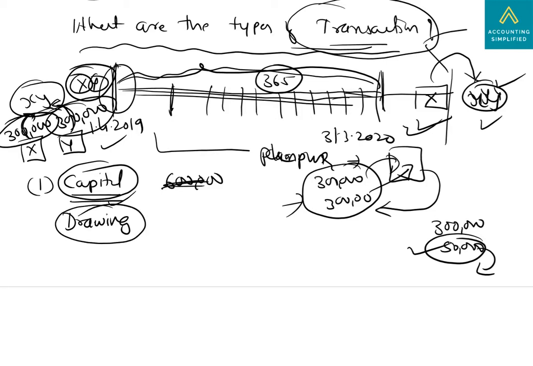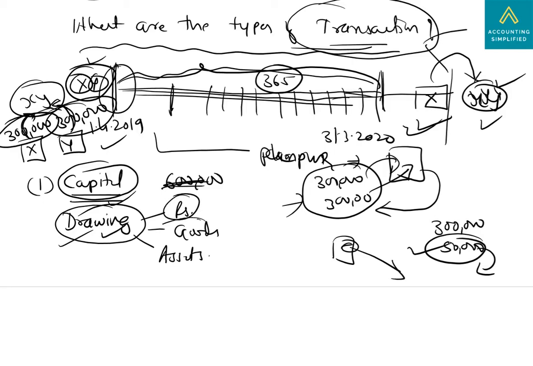Okay, sir, we understood this. The drawing could be rupees. Okay, it could be goods, because suppose we are dealing with clothes. So if my children need it or your parents need it, you will take goods. Yes, sir. Okay, it can be assets. Yes, sir, it can be assets. If there is a table lying in the business that is not useful, and you need a table at home and you take it, that is nothing but drawing. So it can be amount, it can be goods, it can be any assets, right?